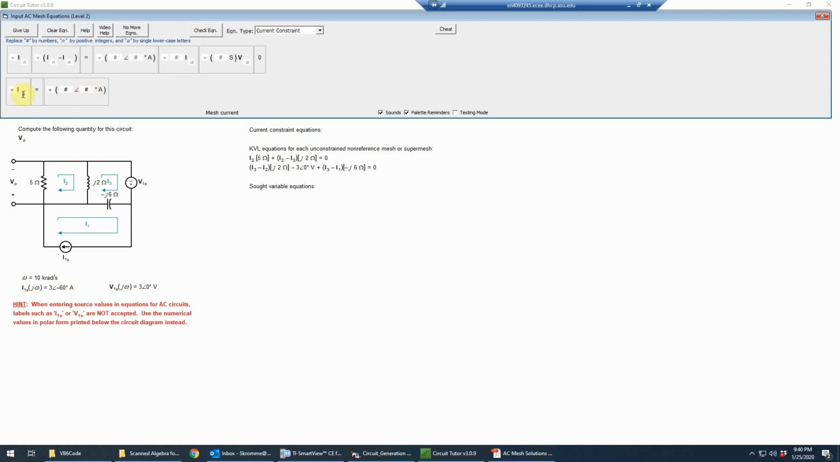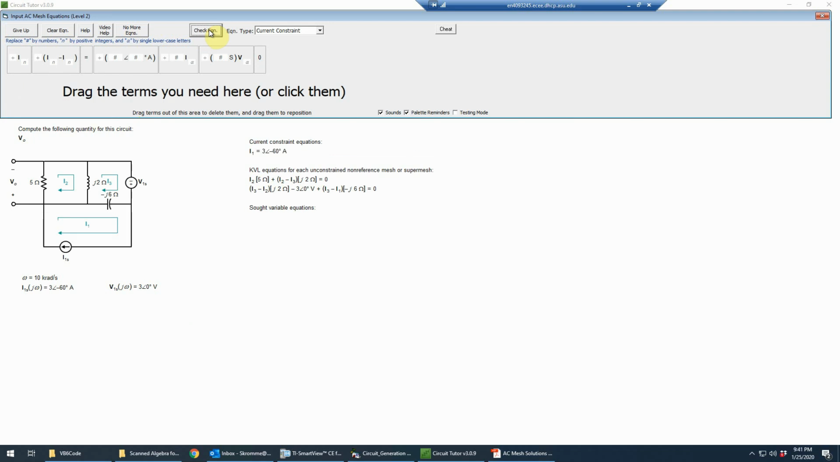So this is going to be I1, and I1s is 3 angle negative 60 degrees. So enter that. And just as a matter of interest, I'll point out that I could have put a minus sign here and added 180 degrees to make that 3 angle plus 120, but there's no real reason to do that here, but it will be accepted as a correct answer in Circuit Tutor. Okay. Now we've written the one constraint equation that we need.